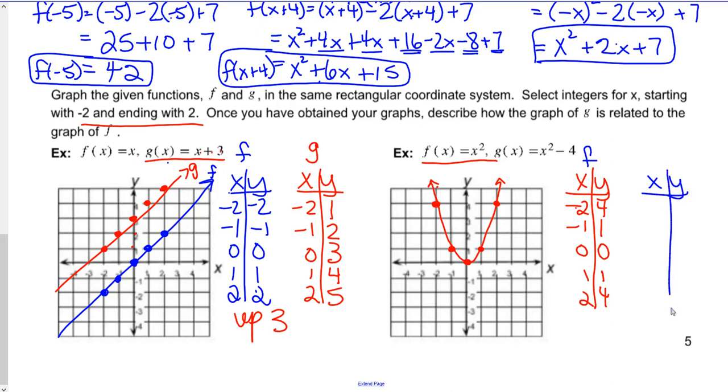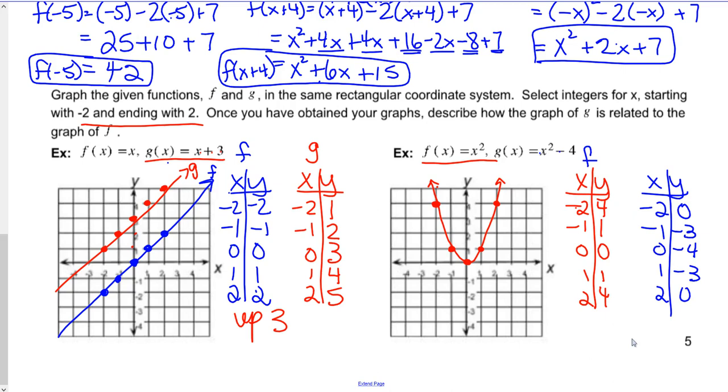-2, -1, 0, 1, and 2. And now our rule for g, if we look at that, tells us to square our number and then subtract 4. So exactly what we just did, but we're going to square it and then subtract 4. So I'm going to square this. -2 squared is 4, minus 4 is 0. If I throw -1 in, -1 squared is positive 1, 1 minus 4 is -3. If I throw 0 in, 0 squared is 0, minus 4 is -4. If I throw 1 in there, 1 squared is 1, minus 4 is -3. And 2 squared is 4, minus 4 gives me a 0.